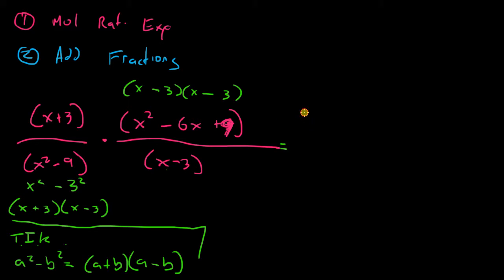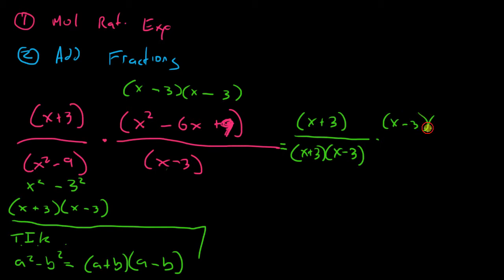So now I'm just going to rewrite it because it's getting a little bit hectic over there. On the top left we have x plus 3. On the bottom left we have x plus 3, x minus 3. And on the top right, we have x minus 3. Oh, no we don't. We have x minus 3, x minus 3. My bad. And on the bottom right, we have x minus 3.